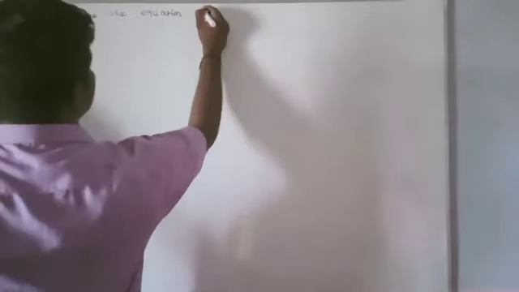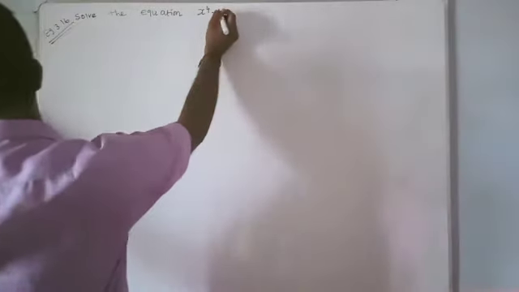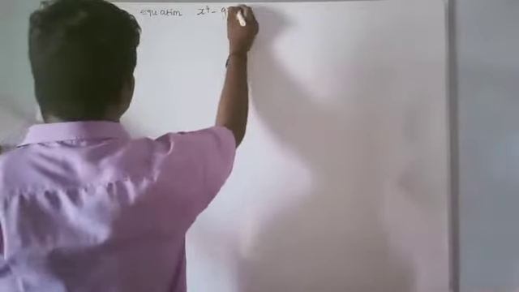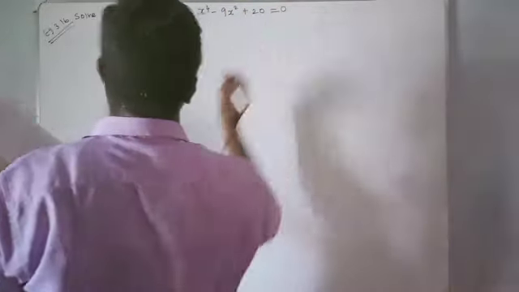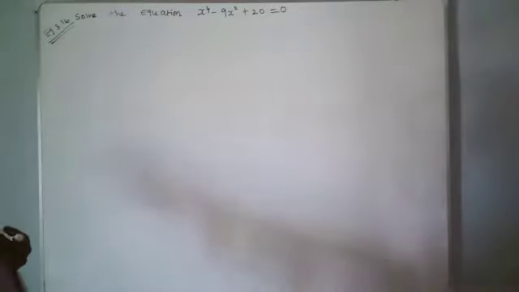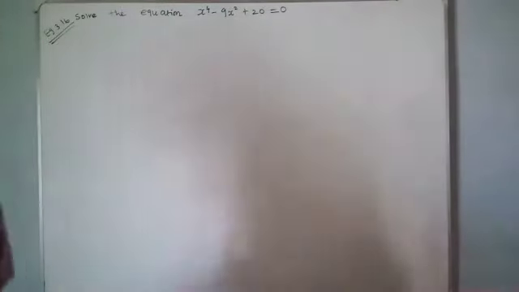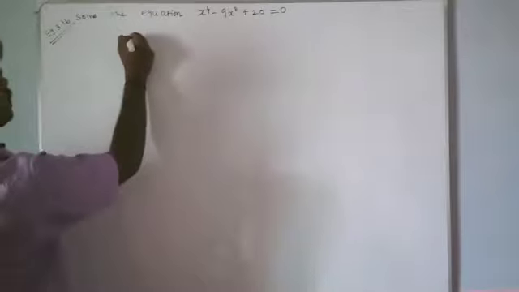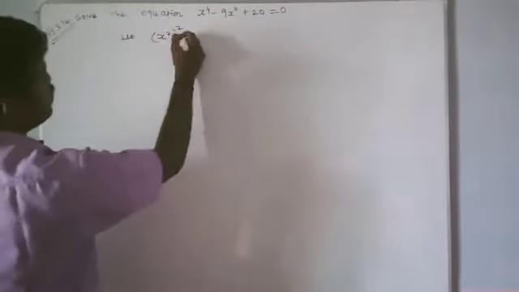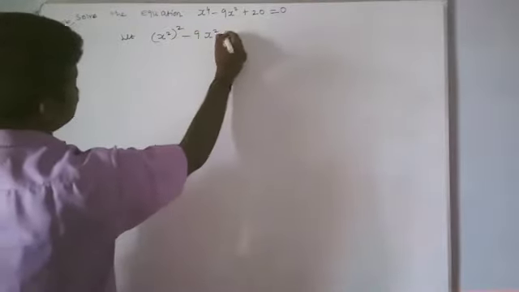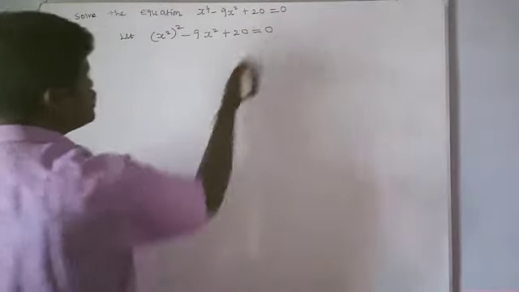Solve the equation x power 4 minus 9x squared plus 20 equal to 0. So this is the fourth degree polynomial. How to solve the fourth degree polynomial? First let us write (x square) the whole square minus 9x square plus 20 equal to 0.